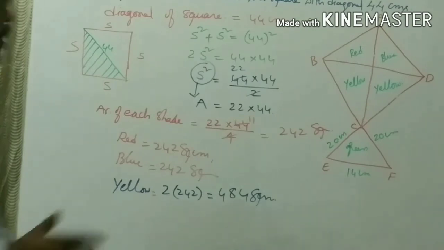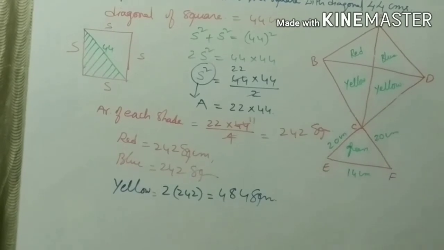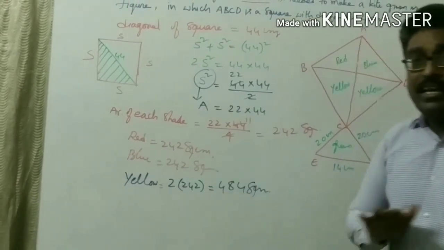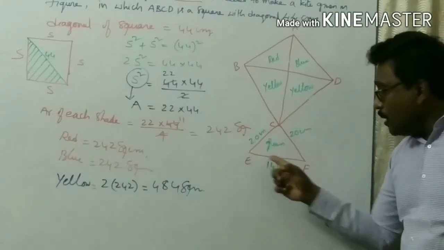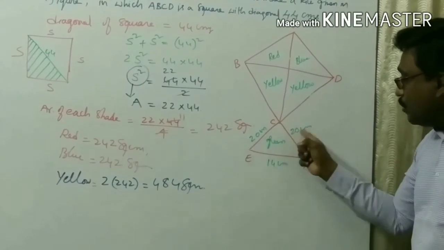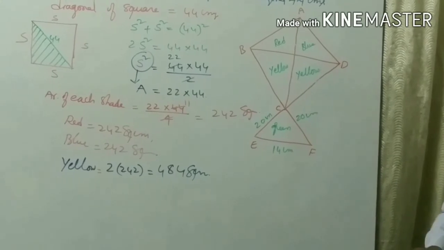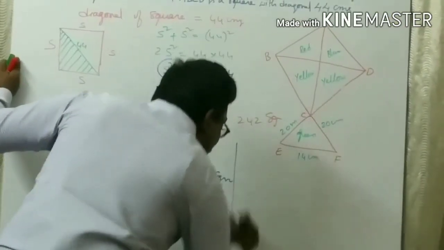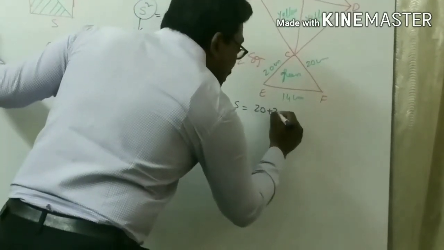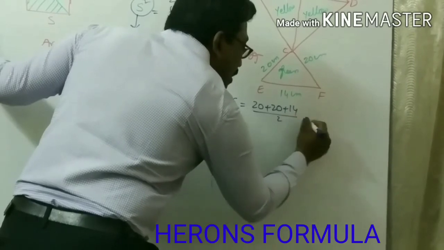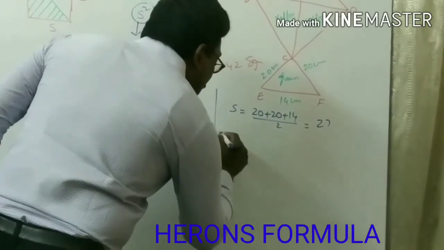Now, only one part is completed in the sum. The square part, red, blue, yellow and yellow. So red area, blue area, yellow area, we done. Now, the bottom part, a triangle is there. 20, 20, 14. So 20, 20, 14, what we will use? Right, Heron's formula. Okay, S is equal to A plus B plus C by 2. 20 plus 20 plus 14 by 2. 40 plus 14, 54 by 2. 27. Area of triangle.